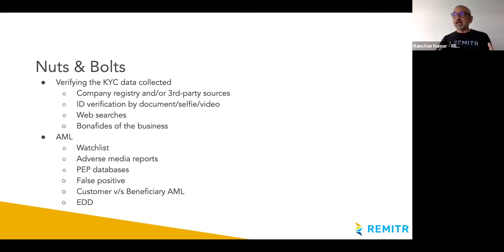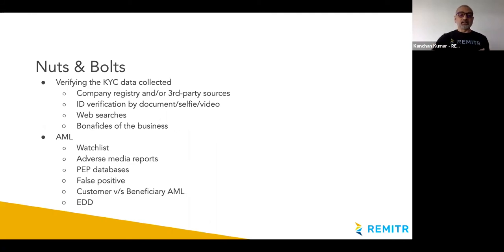You don't only do that, but you also check, because many a time the watchlist checks are actually gibberish data. There's hardly any detailed, actionable information in that. But what really comes out much more than that is web searches and adverse media reports. So you must subscribe to adverse media report databases, which basically capture data about financial crime reported anywhere in the world. And you have to build your own algorithms to figure it out.